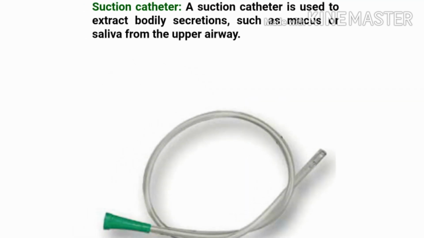So this is the image of the suction catheter. A suction catheter is used to extract bodily secretions such as mucus or saliva from the upper airway. This suction catheter is connected with the suction apparatus or suction machine, which gives a pressure, and with the help of that pressure, this suction catheter cleans all the secretions from the body.